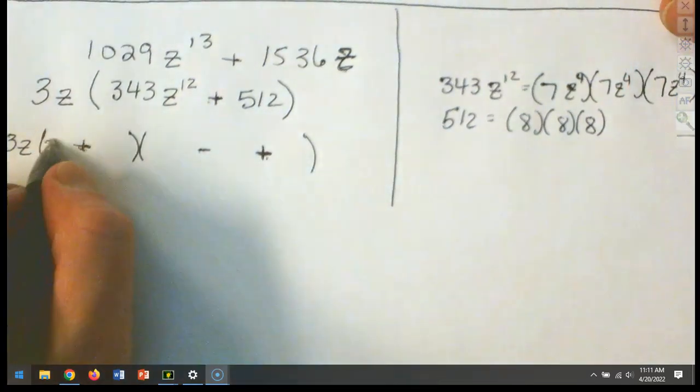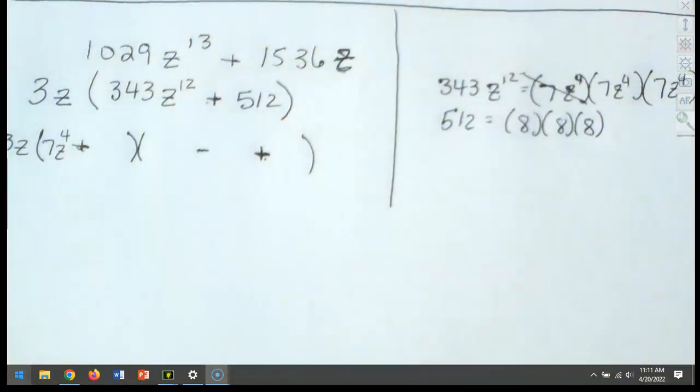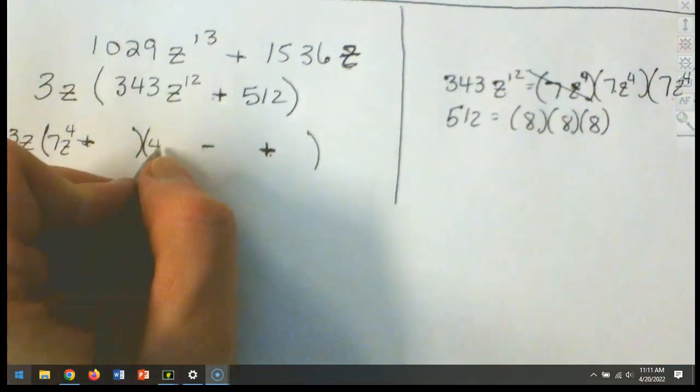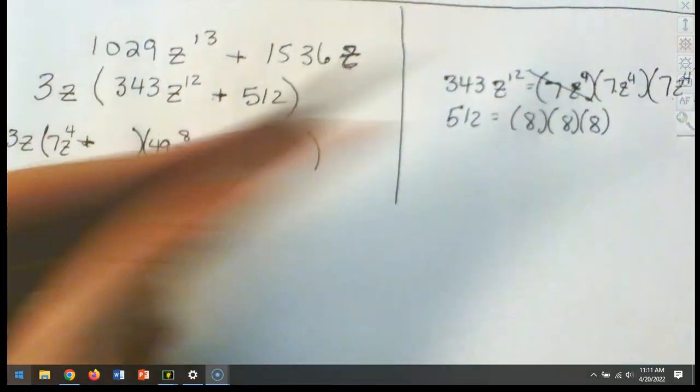So that's going to be 7z to the 4th. Gone. What's left over? 7 times 7, which is 49. And 4 and 4 makes it z to the 8th. Gone and gone.